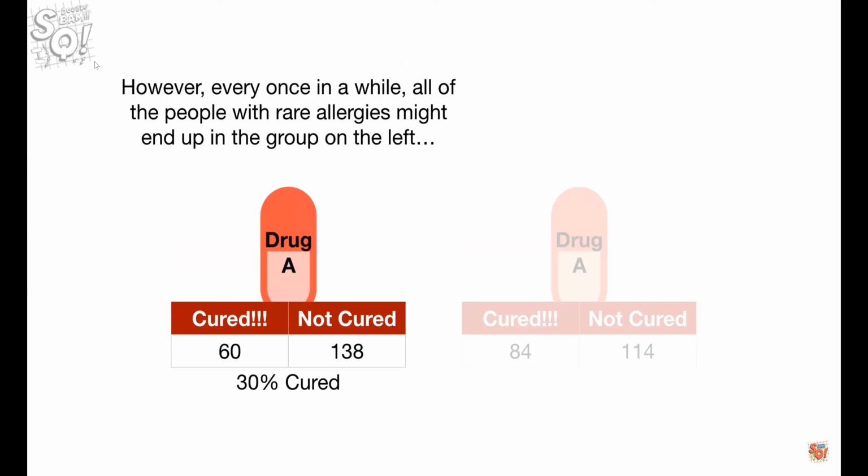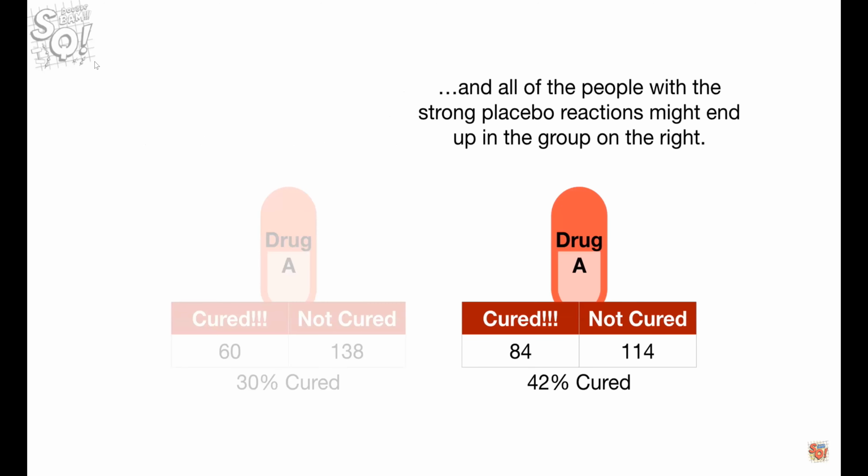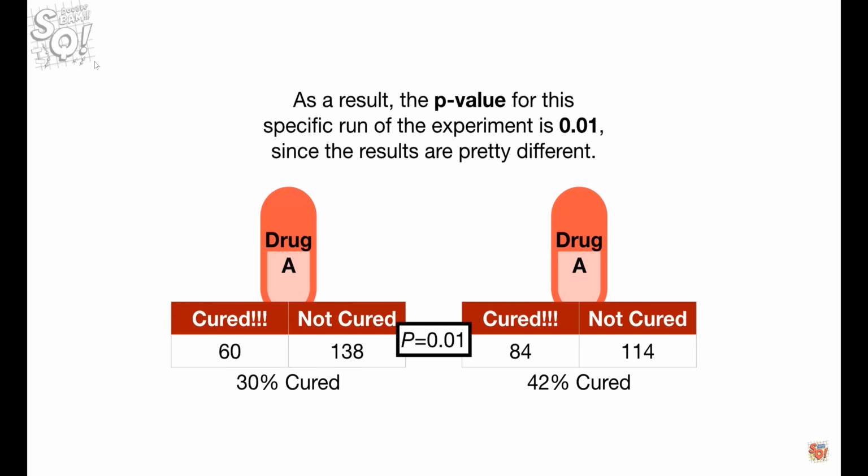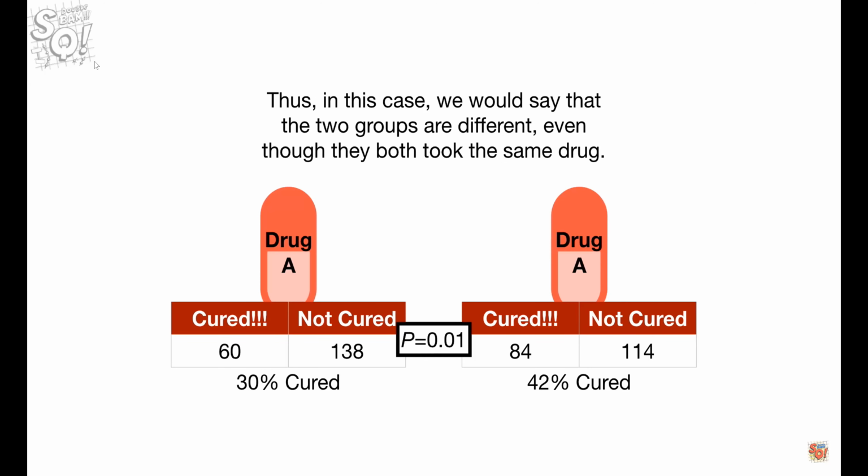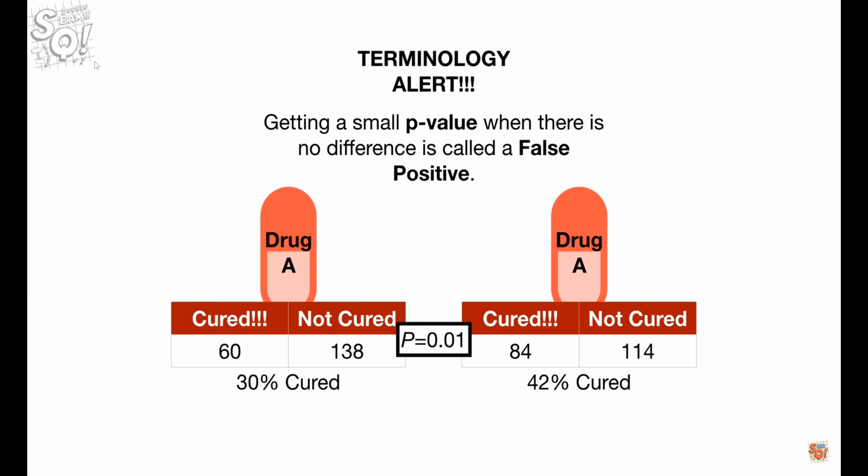However, every once in a while, all of the people with rare allergies might end up in the group on the left, and all of the people with the strong placebo reactions might end up in the group on the right. As a result, the p-value for this specific run of the experiment is 0.01, since the results are pretty different. Thus, in this case, we would say that the two groups are different, even though they both took the same drug. Oh no, it's the dreaded terminology alert.